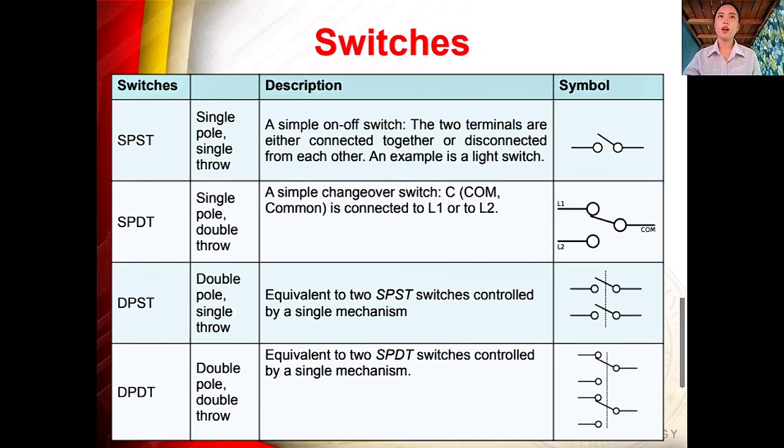So we also have SPST or single pole single throw. So a simple on-off switch. The two terminals are either connected together or disconnected from each other. So an example is a light switch. And SPDT or single pole double throw, a simple changeover switch. And DPST or double pole single throw, equivalent to two SPST switches controlled by a single mechanism. And DPDT or double pole double throw, equivalent to two SPDT switches controlled by a single mechanism.